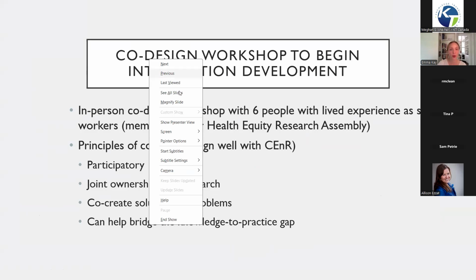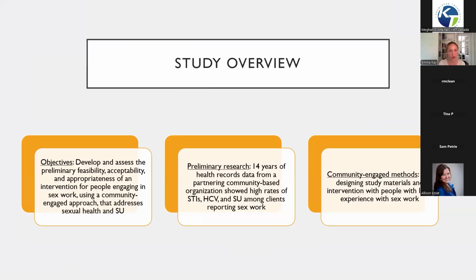Okay, now we're back. All right, so to provide just a quick overview of what this study looks like. The objective, again, I told you I'm interested in harm reduction. So the objective was to develop an intervention for people engaging in sex work that uses a community engaged approach, of course, and that addresses their sexual health and substance use. So using harm reduction in a very broad sense here, looking at both sexual and substance use related health.